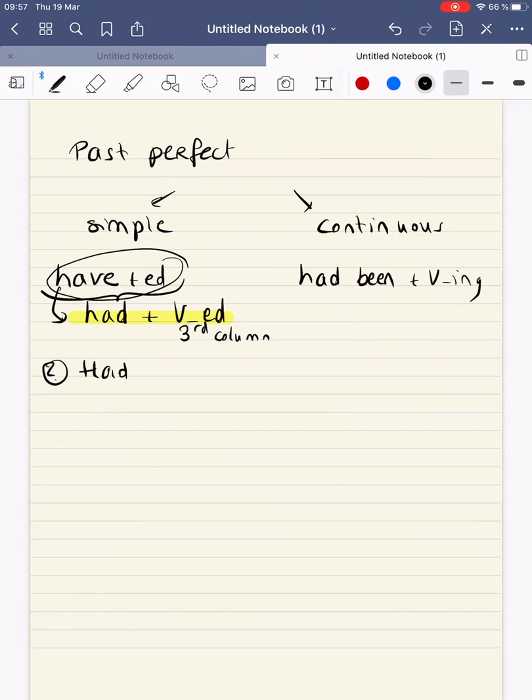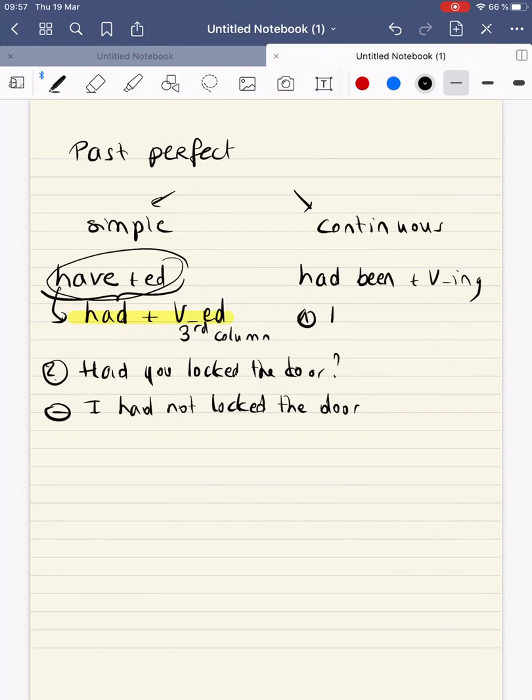Okay? So, construction, if you want to form a question, I keep confusing this with the present perfect, see? Had you locked the door? Had you locked the door? Negative sentence, I had not locked the door.